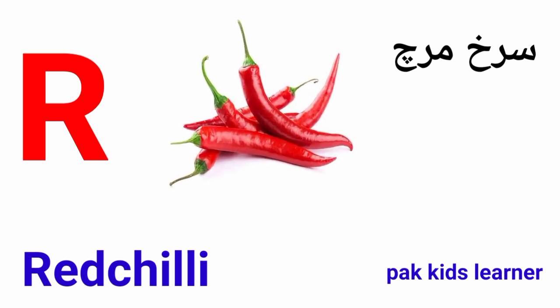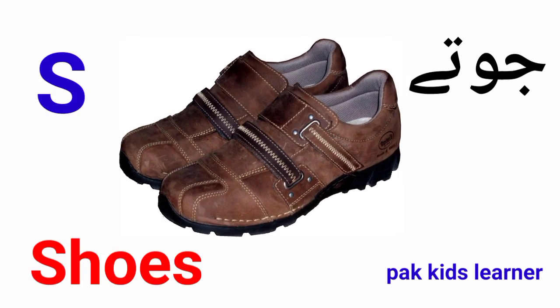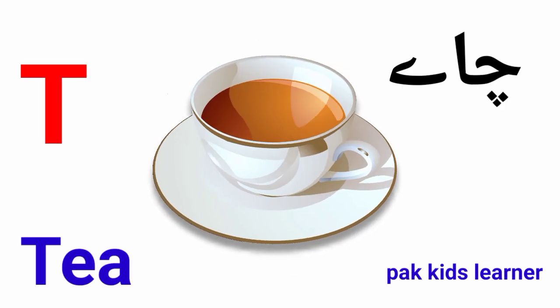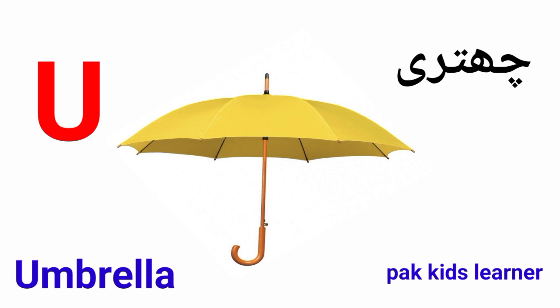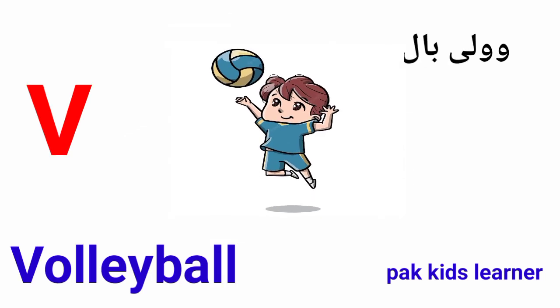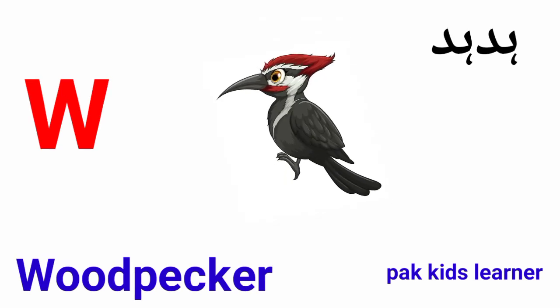R for redchilli. Redchilli means surkh mirch. S for shoes. Shoes means jute. T for tea. Tea means chai. U for umbrella. Umbrella means chhatri. V for volleyball. Volleyball means volleyball. W for woodpecker.